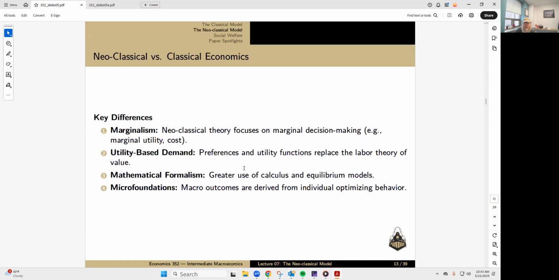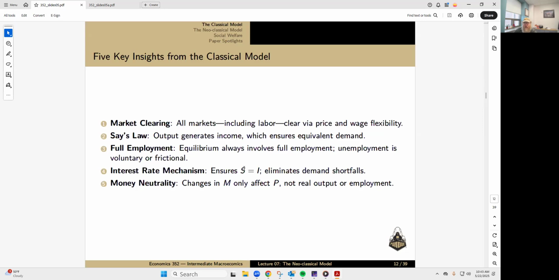But real quick, let's just look here. Ignore money neutrality for right now. We're going to bring this idea back. So here are the key ideas of the classical model. We have market clearing. We have Say's law. The economy is always in full employment, always. That non-cyclical unemployment is going to be a huge part of the Keynesian disagreement. And then the interest rate mechanism is what ensures savings is always equal to investment, right?